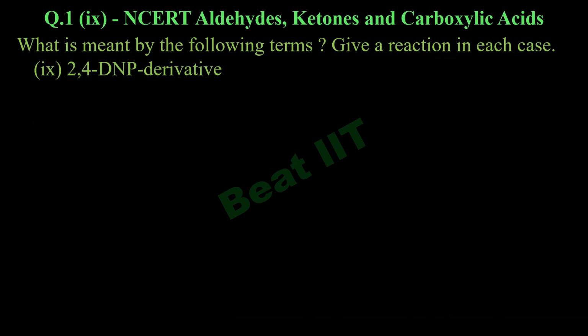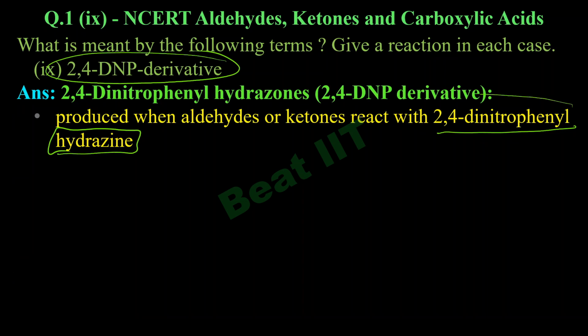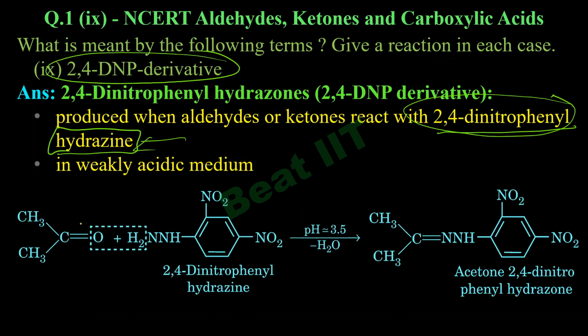2,4-dinitrophenyl derivatives, 2,4-DNP derivatives. These are actually 2,4-dinitrophenyl hydrazones normally produced when aldehyde or ketone react with 2,4-dinitrophenyl hydrazine. Hydrazine. Which hydrazine? 2,4-dinitrophenyl. We have to produce 2,4-dinitrophenyl derivatives. So obviously we are using 2,4-dinitrophenyl hydrazine in weakly acidic medium. This is the example here. You have here aldehyde or ketone. In this case, I have taken ketone here. And you get it reacted with 2,4-dinitrophenyl hydrazine.